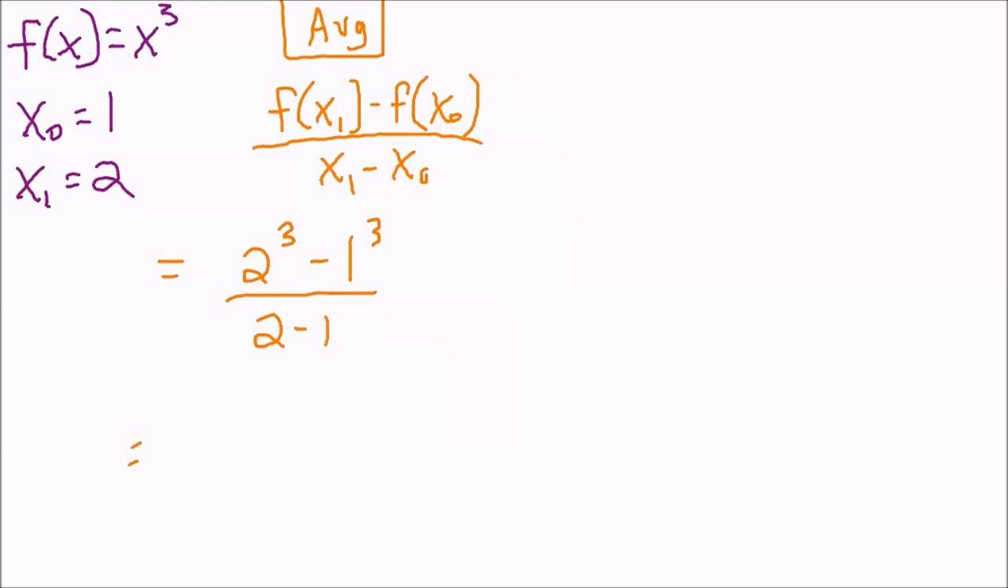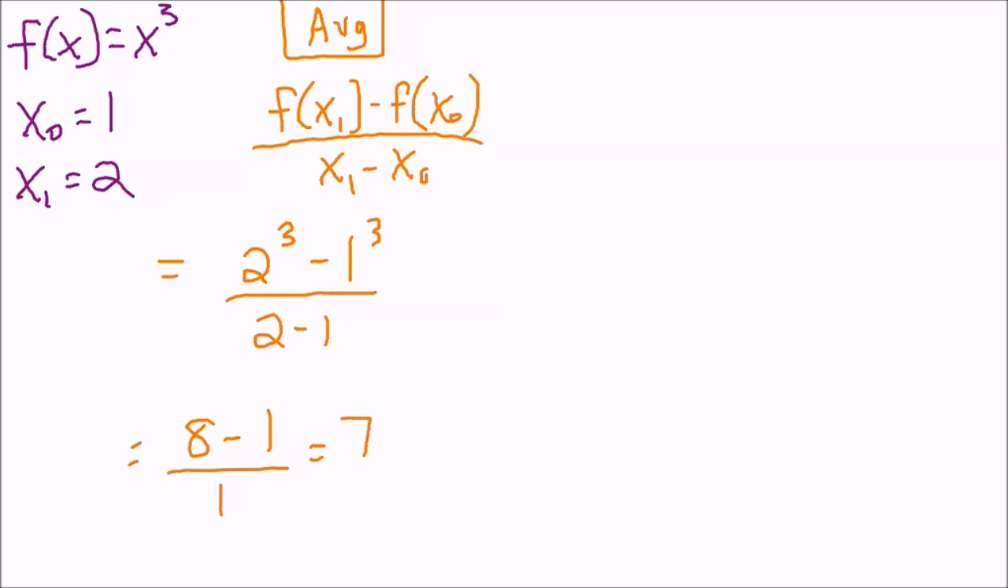Alright, so evaluating this, 2 cubed is equal to 8, minus 1 cubed is equal to 1, over 2 minus 1 is equal to 1. So my average rate of change between the points x sub 0 and x sub 1 is equal to 7.